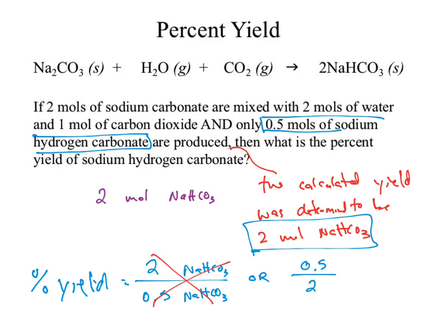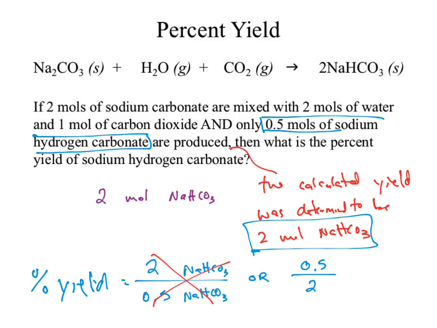Should the yield be under 100%? Yes. Does it have to be under 100%? No. The actual yield could have been misweighed. It could have been wet product. If it was wet, you're now including the mass of water in that total, but saying it's only that product. So we could get a number larger than 100%.